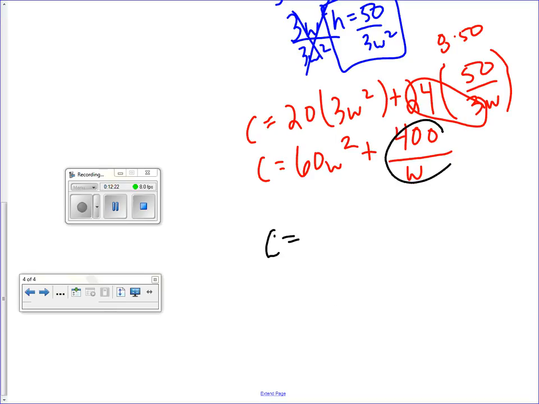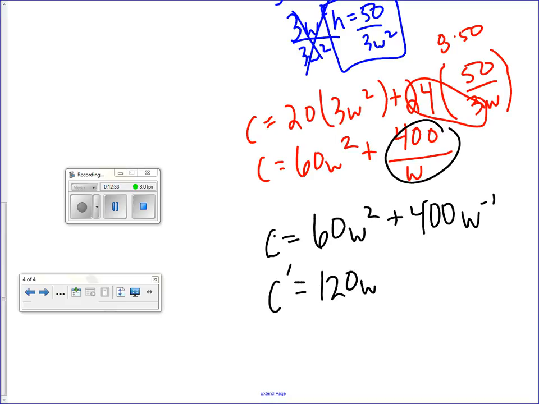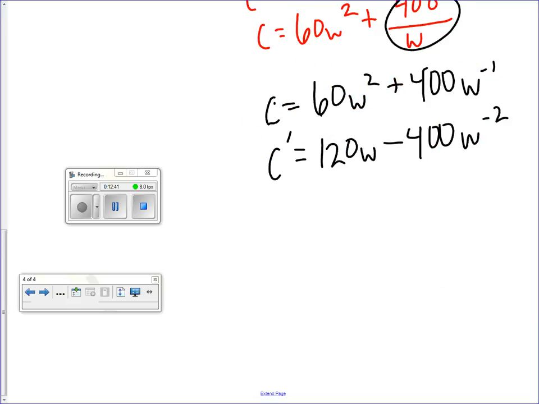Before I do that, I really don't want to do quotient rule. So instead, I'm going to write this as 400 W to the negative 1. And now let's find the derivative. That's the same thing as 120W minus 400 all over W squared.